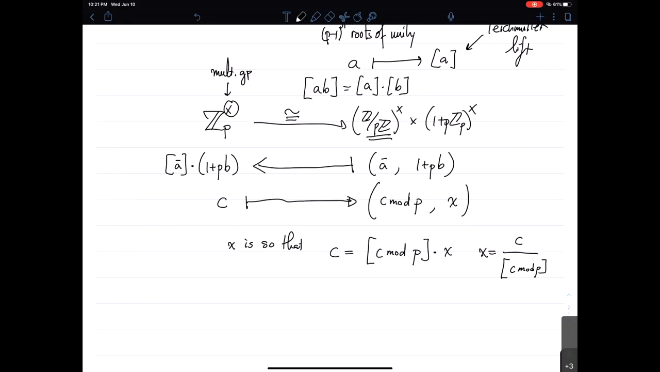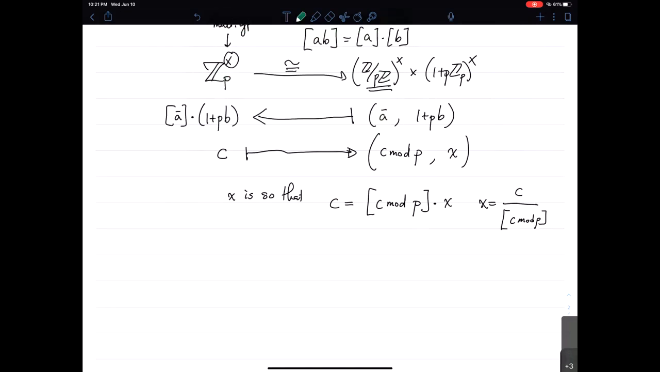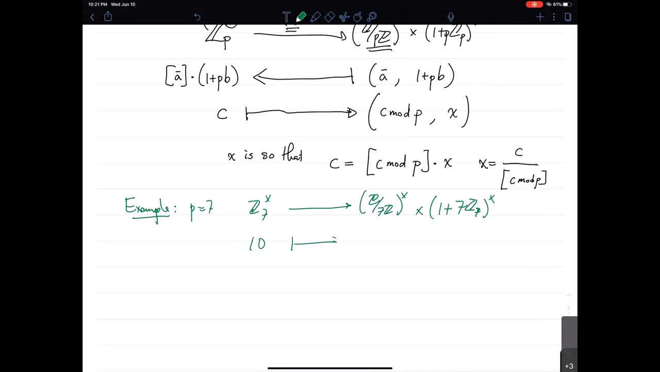Let's explain this a little more with an example. Here's an example: P equals 7, and I want to write this isomorphism like this. I want to say, for example, where 10 goes. First of all, 10 goes to 10 mod 7. This is the same as 3 mod 7. And what is this? By definition, this is 10 over bracket 3, right? So bracket 10 is the same as that bracket 3.